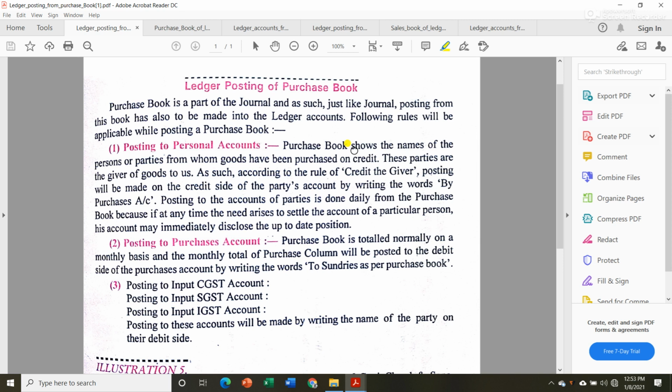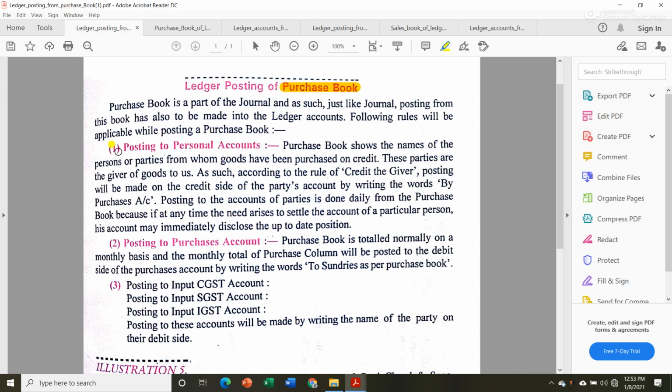Now in today's session, firstly we will see ledger posting of purchase book. In our special purpose subsidiary books chapter, we have seen how to prepare purchase book. In this topic also we are supposed to prepare purchase book and then we have to prepare ledger accounts.